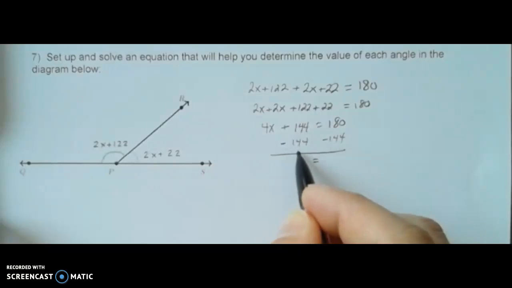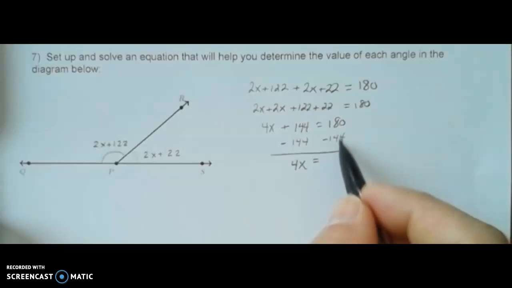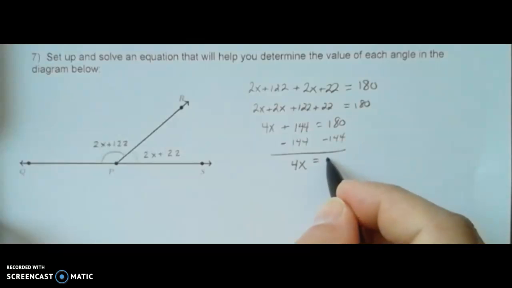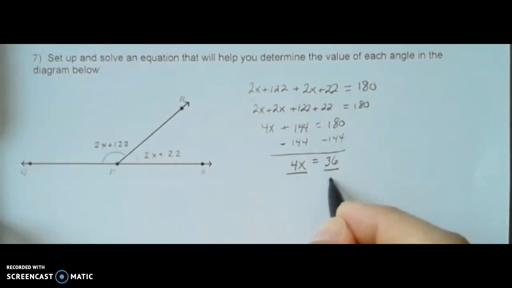On the left, 144 minus 144 is 0, leaving us with 4x. 180 minus 144 is equal to 36. And now to get just 1x, I'll divide each side by 4. 4x divided by 4 is 1x. 36 divided by 4 is 9. So I now know the value of x.